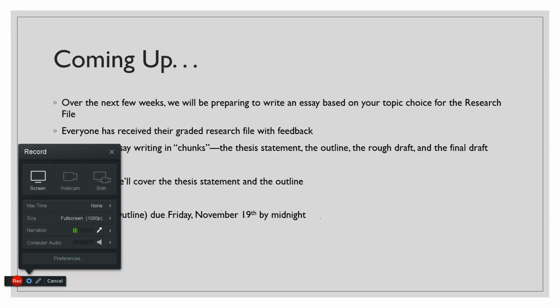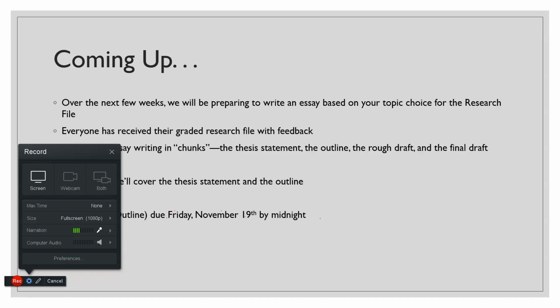Over the next few weeks, we're going to be preparing to write an essay that's based on your topic choice for the research file. You completed your research file on a disease or a condition, and I mentioned that you wanted to narrow your focus either to symptoms or treatments for that disease or condition. We're going to work through creating an essay on the symptoms or the treatments for the disease or condition that you've chosen. Everyone now has received their graded research file back with feedback. If you haven't checked that out, please do make sure to take a look because there is some feedback there for each person individually.